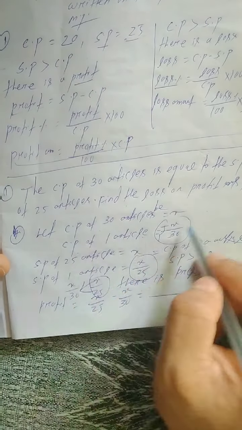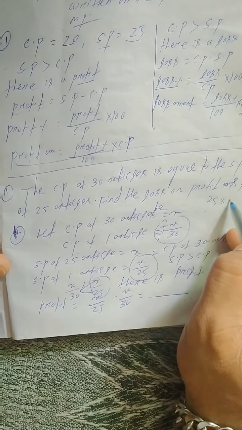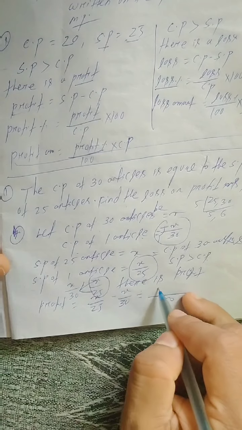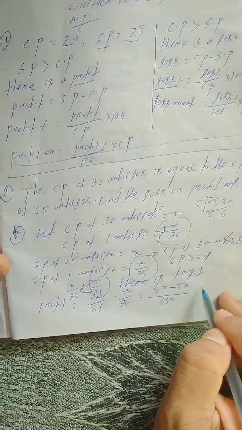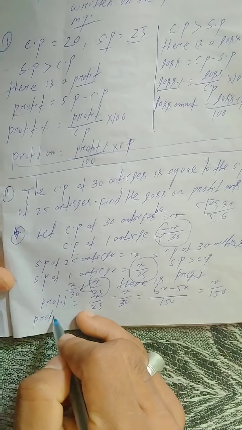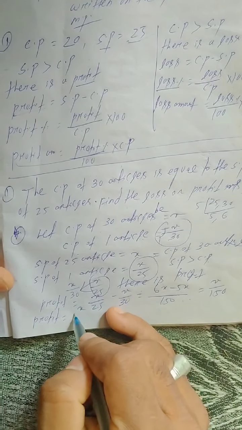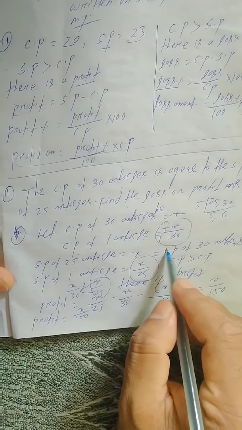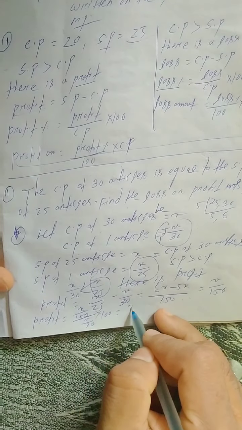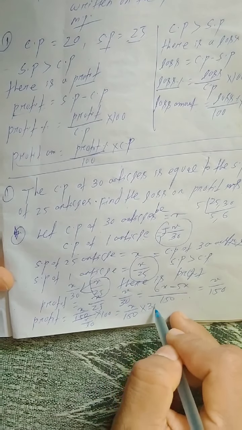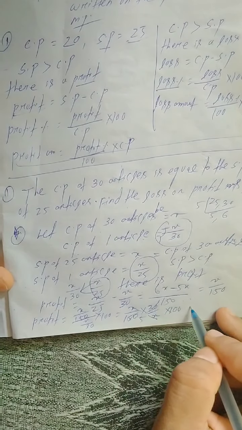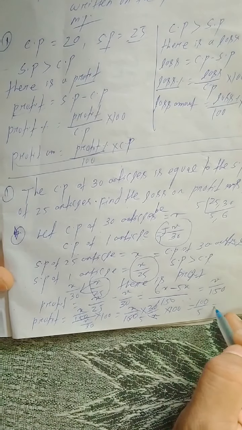Their LCM how much? Take 25 and 30. 5, this is the 6, 25, 6, 150. This is 6x minus 5x, x by 150. Okay, so profit percentage how much? Now x by 150 by cost price x by 30 into 100. So x by 150 into 30 by x, x is cancelled, into 100. This is 5. 100 by 5, this is the 20%.